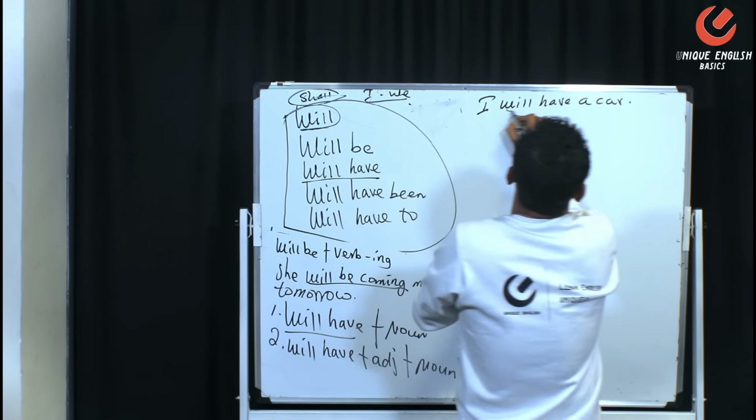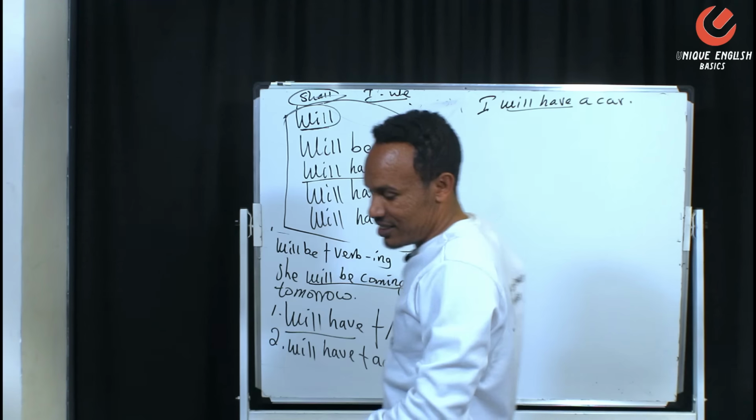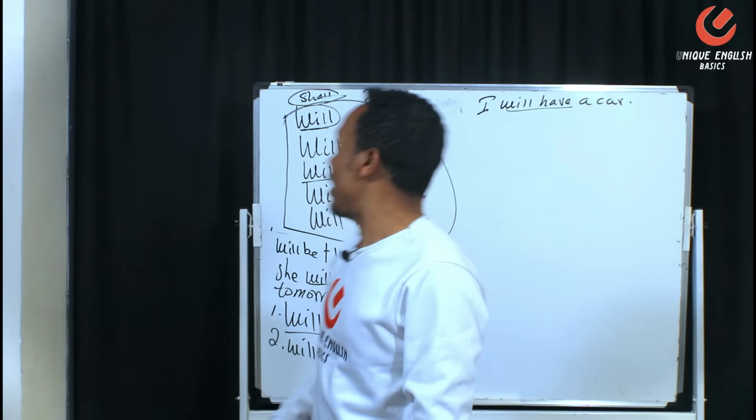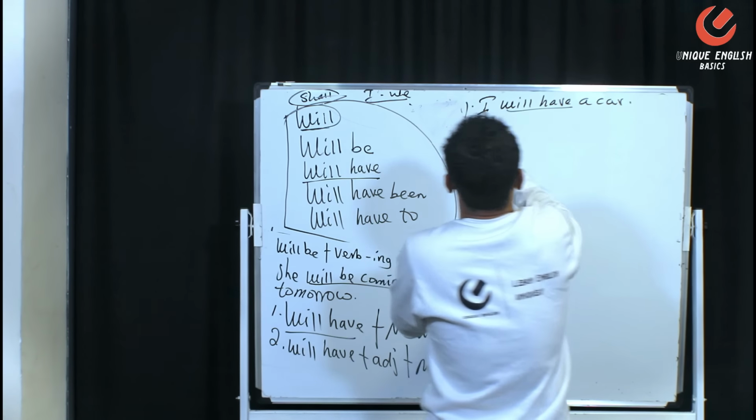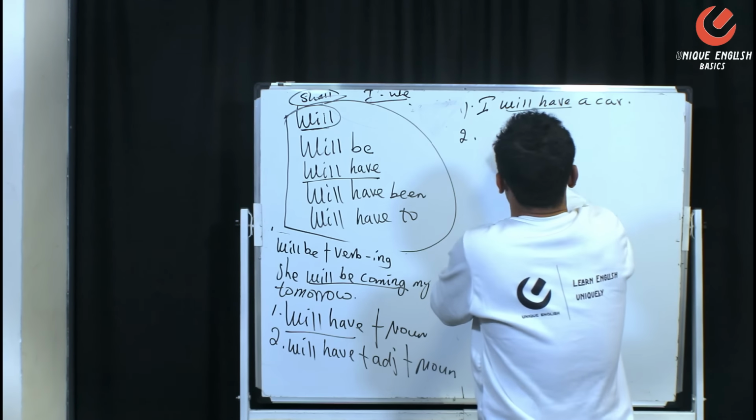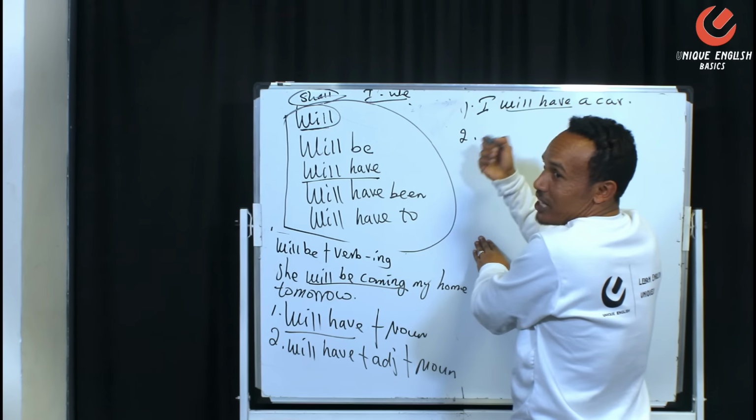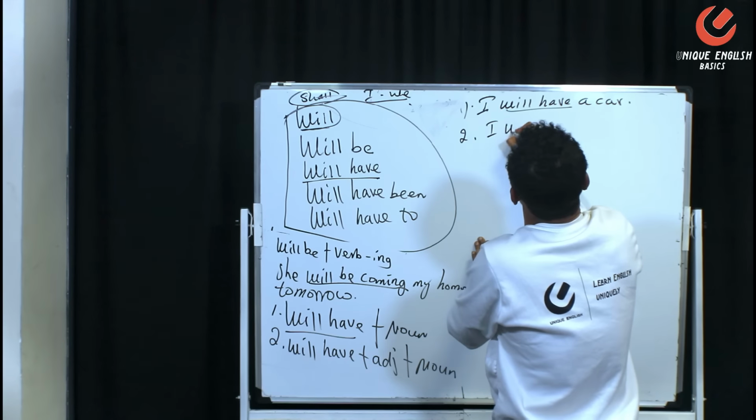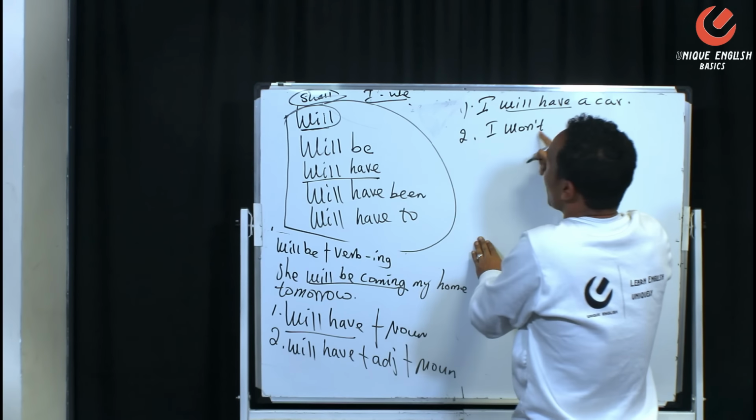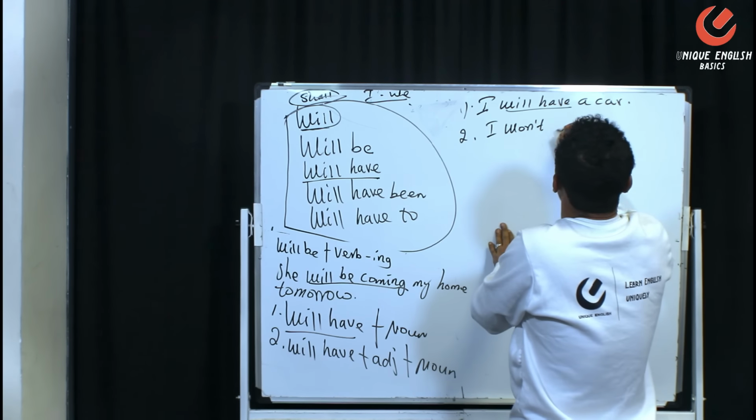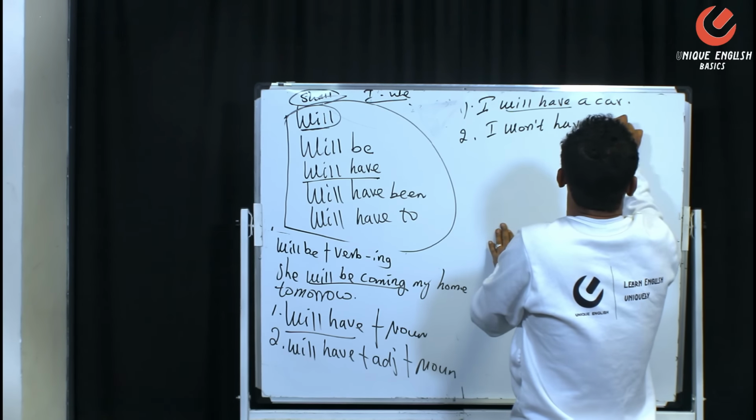መኪና ይኖረኛል። I will have a car. Say it again. I will have a car. መኪና ይኖረኛል ወደፊት አልክ። All right, that's very good. And if you want to make it negative, አይኖረኝም ወደፊት ስትል ምን ትላለህ? I won't. What is it? I won't have a car. Say I won't have a car.